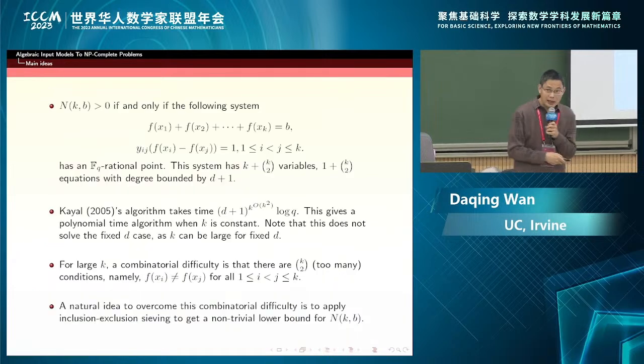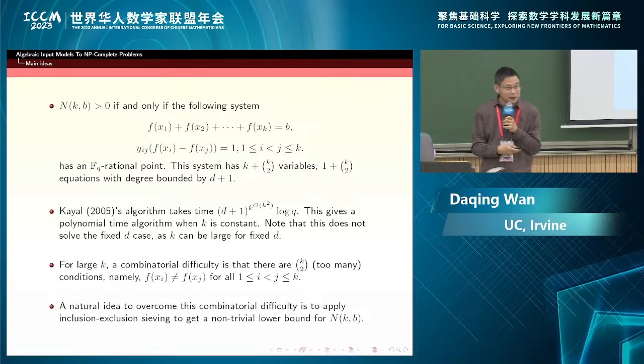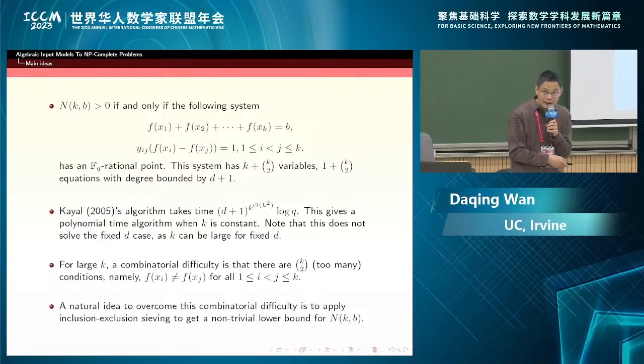Alright, so now let's look at the idea: why can results like this be proved? Let's reformulate the problem. Remember what is N_{k,B}? It is the number of solutions: k-element subsets of D such that the sum equals B. So originally we have k elements whose sum equals B. But each element has to be an image of f, so each element has to look like f(x1), f(x2), up to f(xk). So f(xi) will be in our subset D. And furthermore, we require these elements to be distinct.